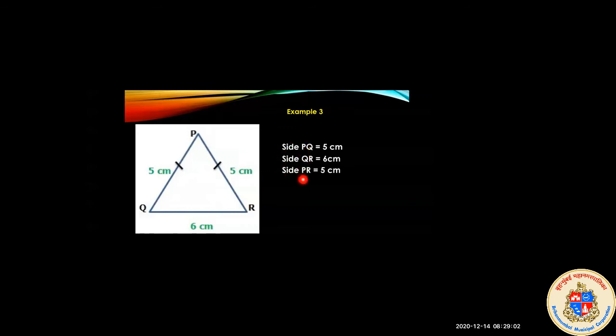So when we look at the sides, we come to know that two sides of this triangle are equal. So when two sides are equal, which triangle is it? It is an isosceles triangle, where two sides are equal. So this triangle PQR is an isosceles triangle. See, PQ and PR, both sides are equal. So that's why triangle PQR is an isosceles triangle.